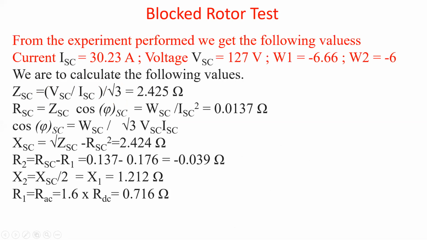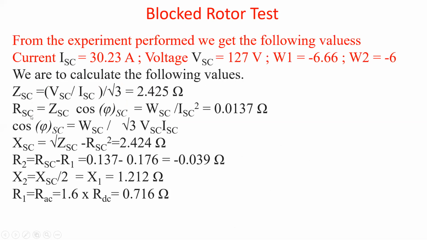With these readings, now you can calculate the following values. ZSC you can calculate by taking the ratio of VSC by √3 and ISC. VSC and ISC are 127 and 30.23. Substitute the values and you will get this value of ZSC.